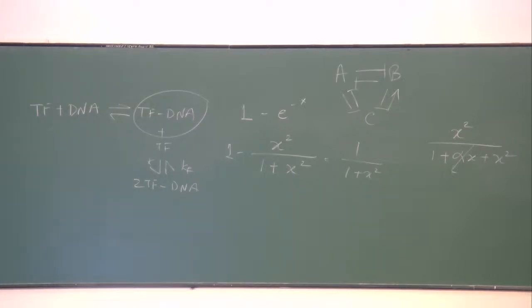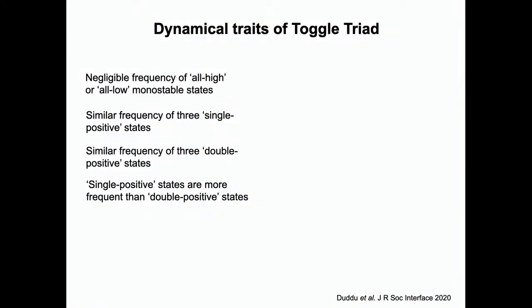There are, I think, 13 or 14 such non-biological hypothetical networks you could generate. And what are the properties of a toggle triad? The properties are that all high and all low do not exist, or very low frequency. All 3 single positive exist at a similar range. All 3 double positive exist at a similar range, and single positive is more than double positive. Those are the 4 properties that we saw in that graph.